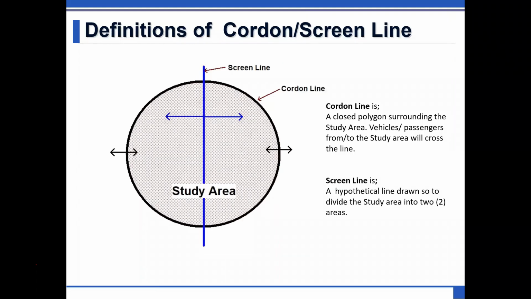There is a definition of the cordon line and screen line in demand forecasting. A cordon line is defined as a closed polygon line surrounding the study area. Vehicles and passengers going to or from the study area cross the line and are captured. A screen line is a hypothetical line drawn to divide the study area into two areas. Why does it need to divide into two areas? That will be explained in a later part.